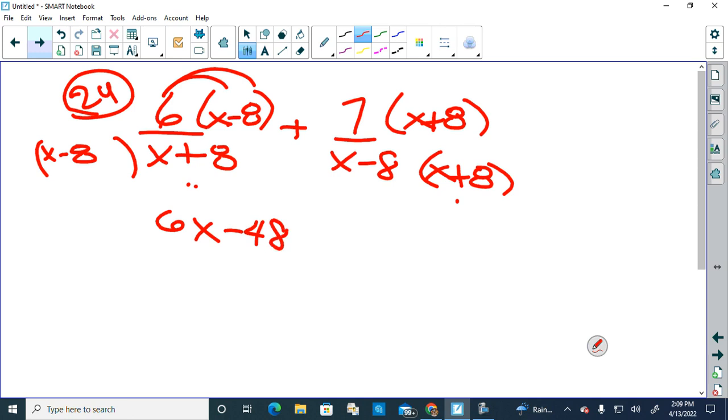So that was simplified. Now you simplify this one. 7 times x would be 7x. 8 times 7 is 56. Then you combine your like terms. The 6x and the 7x make 13x, and then you subtract your 48 from your 56, over your common denominator. That's only for the numerator. The denominator just stays as x minus 8 and x plus 8.